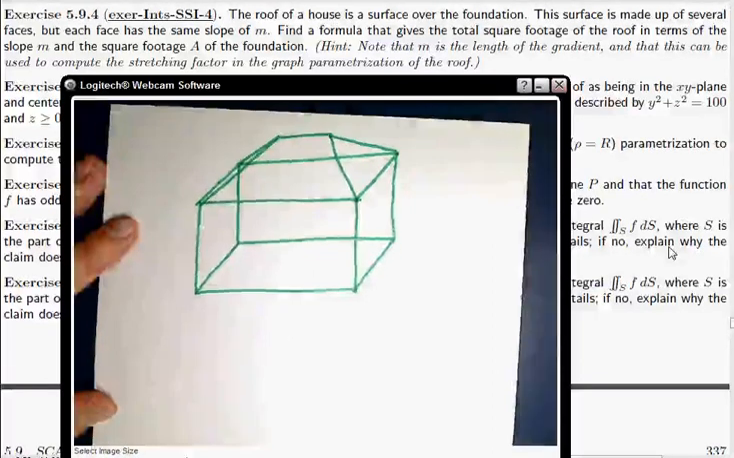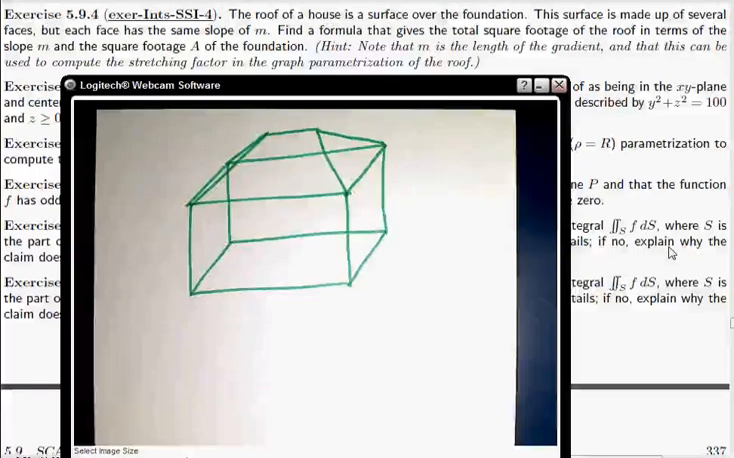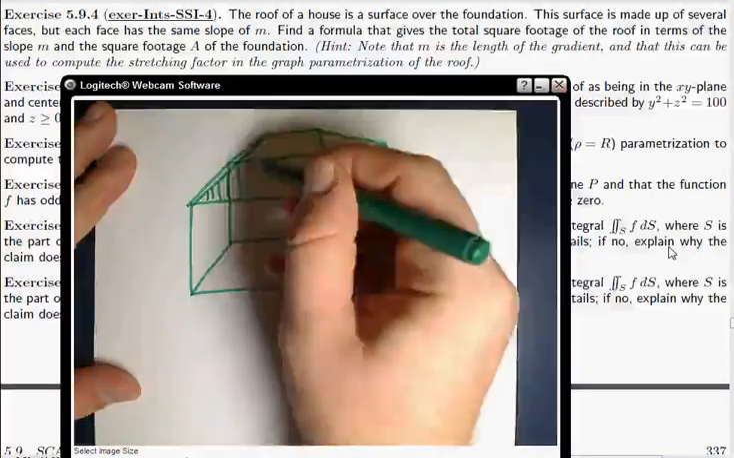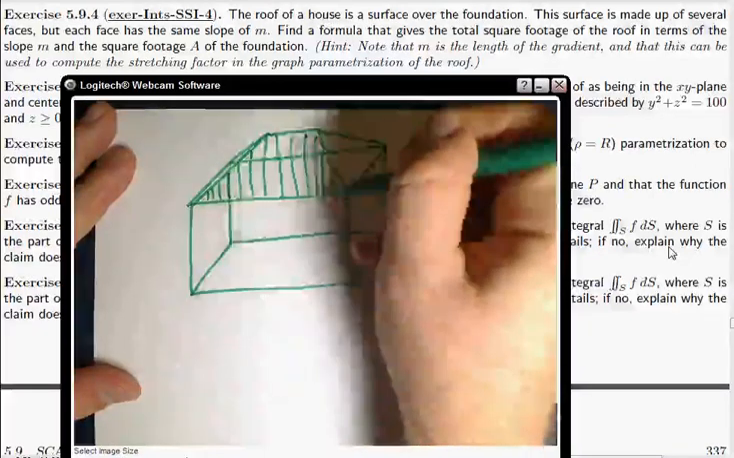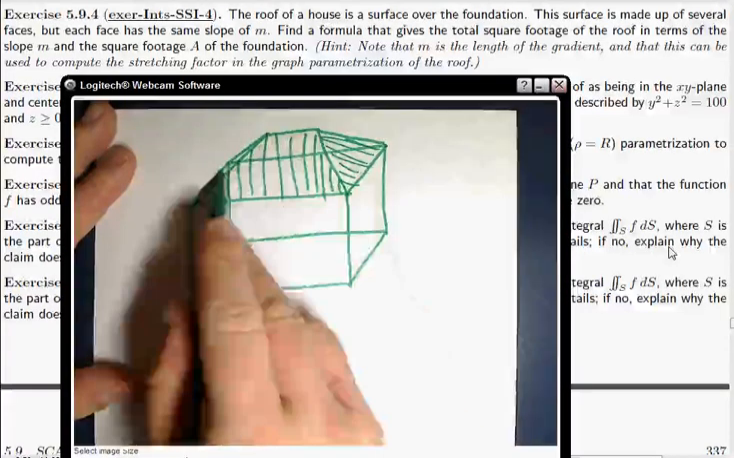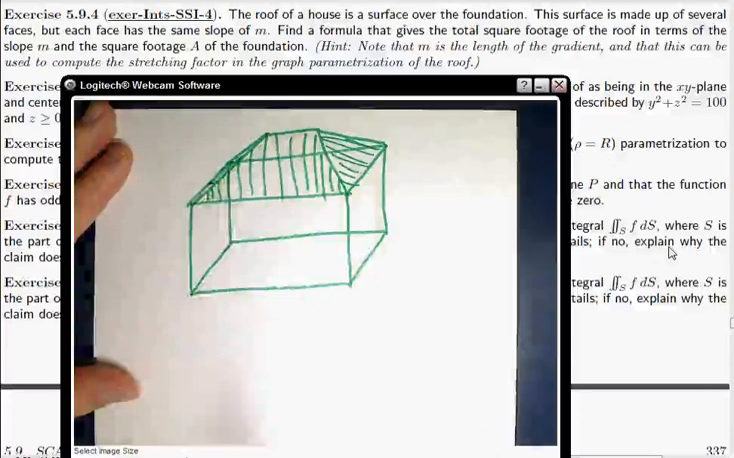Anyway, so does everybody see what the problem's asking? We're supposed to figure out the total square footage of the roof itself. So the roof has these different chunks, and there's a chunk on the back and a bit over here on the left, etc.